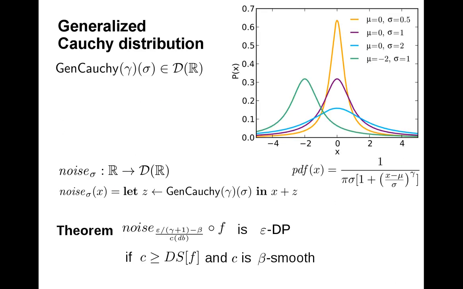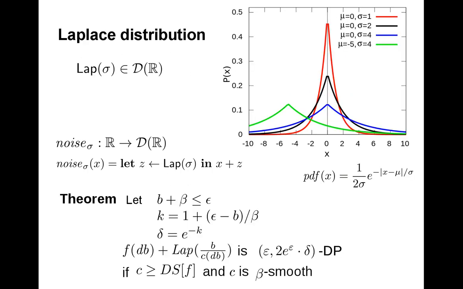And as we show in the paper, the derivative sensitivity can indeed be used to achieve differential privacy, again by postcomposing with the addition of noise, and again this noise can be sampled from the generalized Cauchy distribution. Instead of generalized Cauchy distribution, we could also consider a Laplace distribution, but then we are not going to get epsilon differential privacy, but we are only going to get epsilon delta differential privacy.